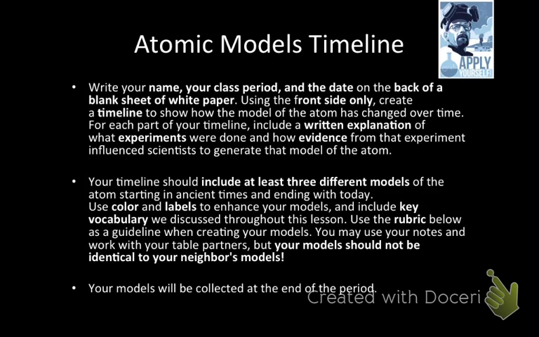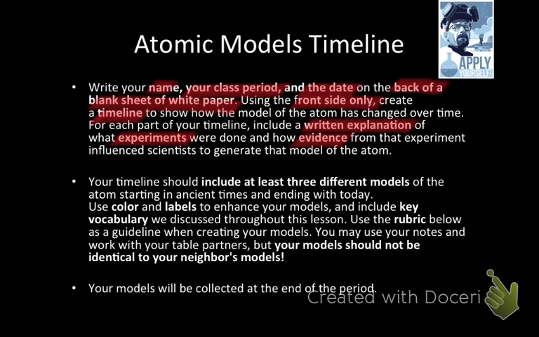So what you're going to do is write your name, your class period, and the date on the back of a blank sheet of white paper using the front side only. Create a timeline to show how the model of the atom has changed over time. For each part of your timeline, include a written explanation of what experiments were done and how evidence from that experiment influenced scientists to generate that model of the atom.